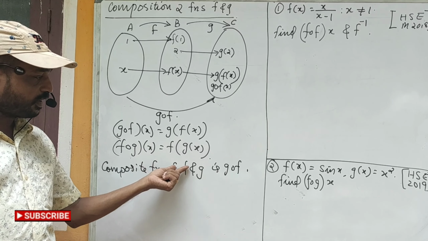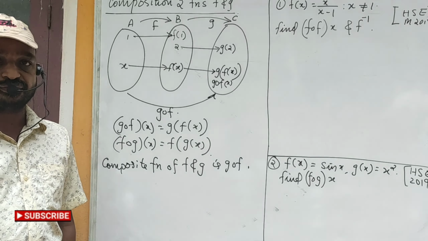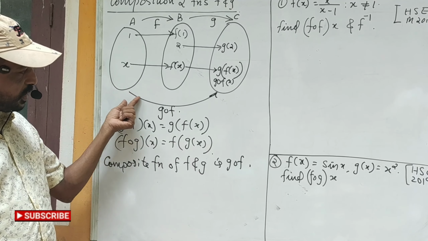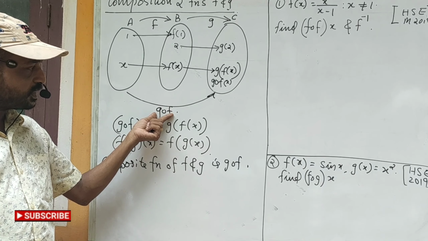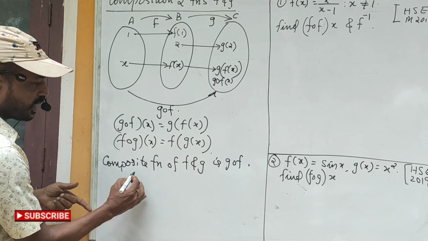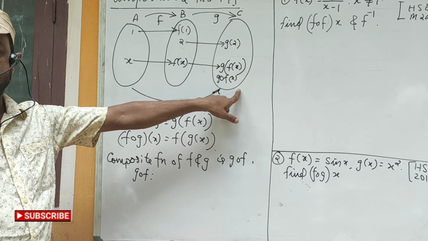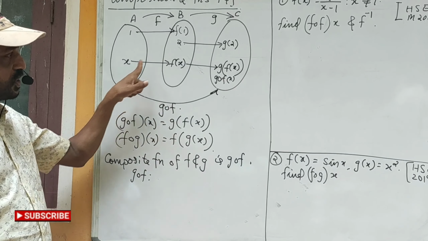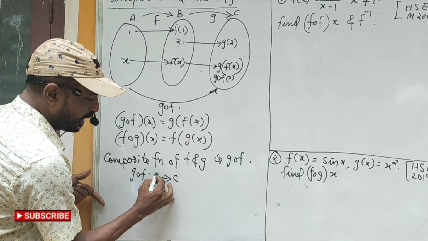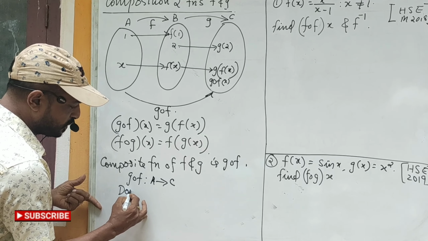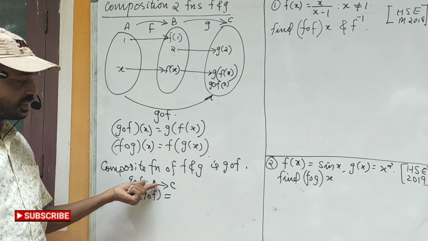So the composite function of f and g is not f composition g, but it is g composition f. See, g composition f is the composite function of f and g. What is the domain of g composition f? G composition f is a function from A to C. So what is the domain of g composition f? Domain of g composition f is equal to A.